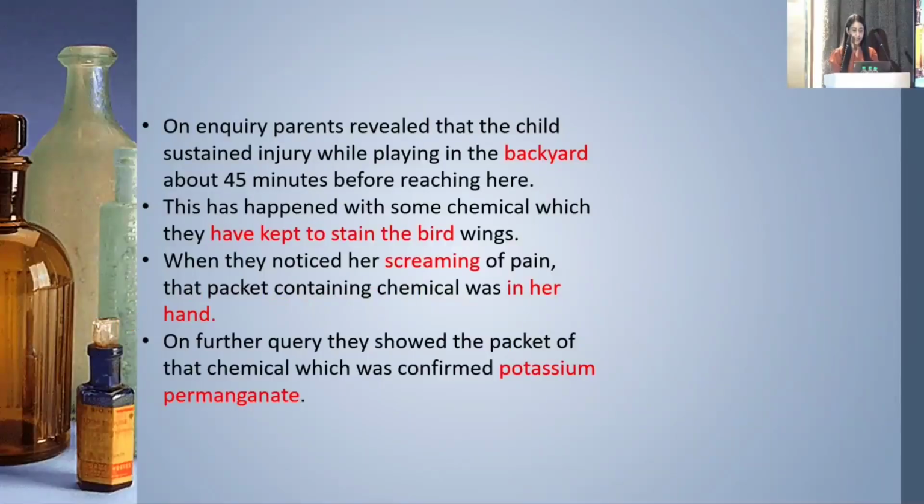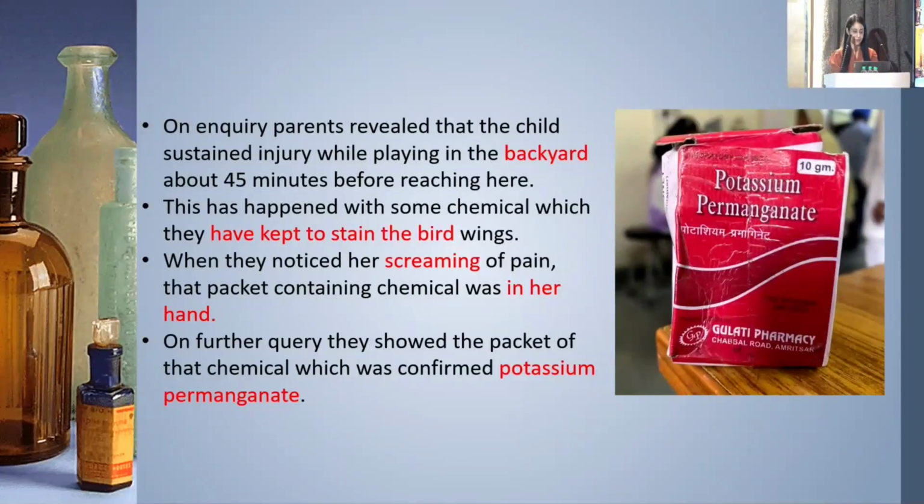On inquiry, parents revealed that the child was playing in the backyard where they had kept some chemical to stain the bird wings. When they noticed her screaming in pain, that packet was in her hand. On further inquiry, they showed that packet and it was confirmed to be potassium permanganate.